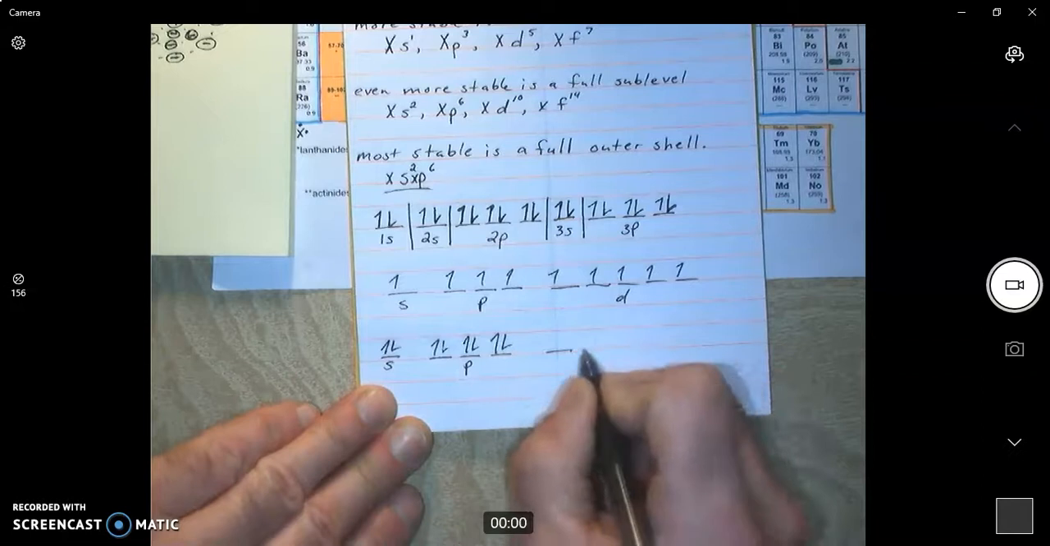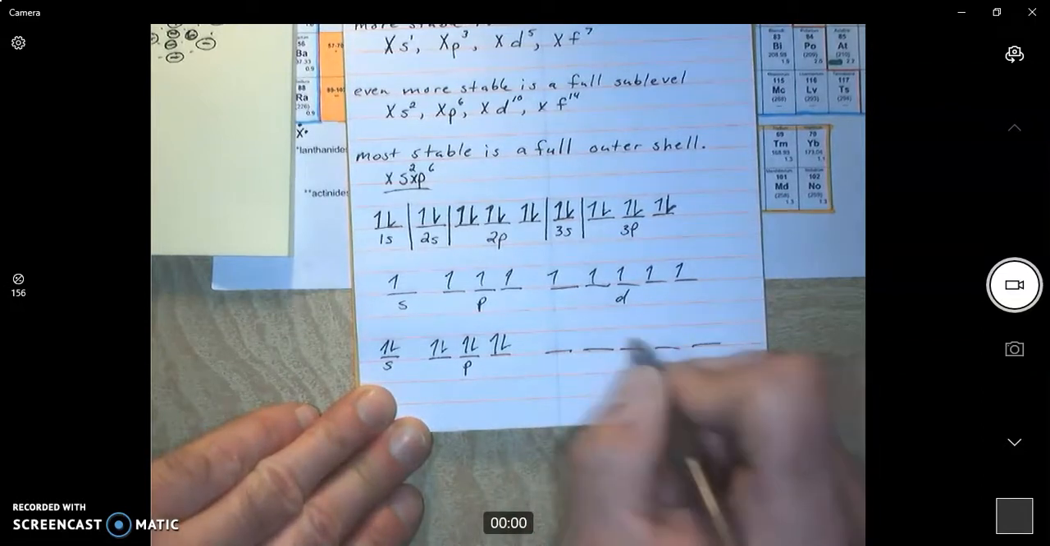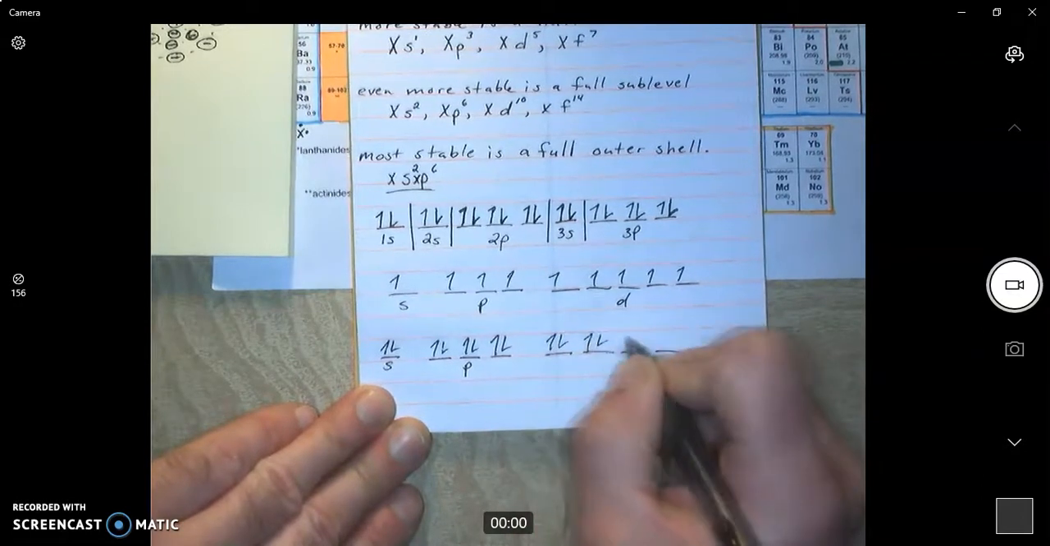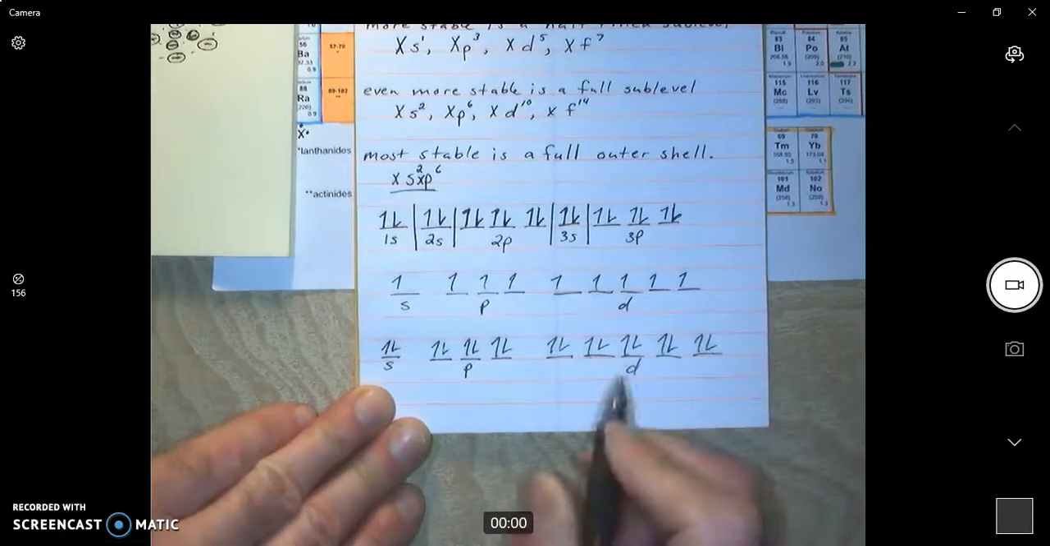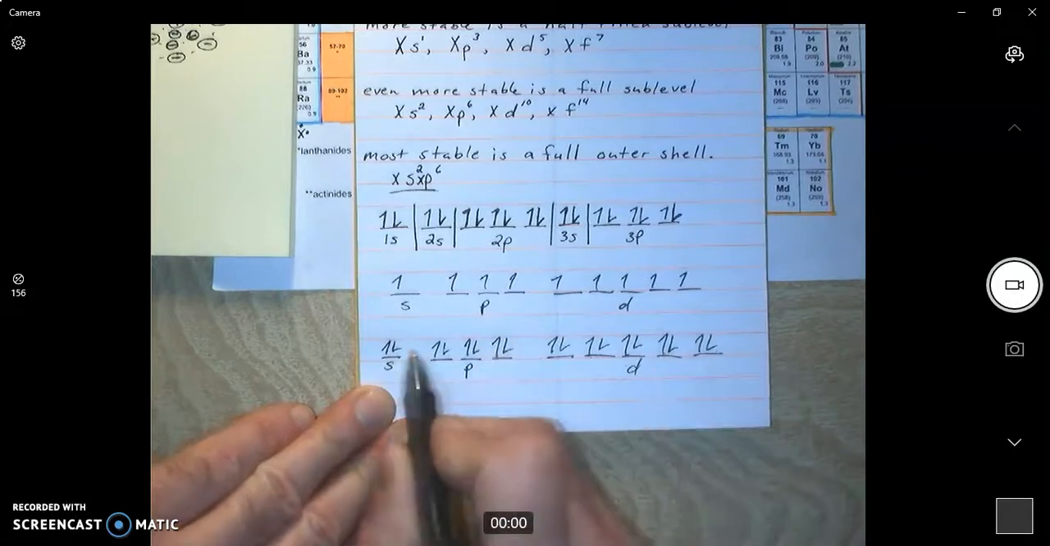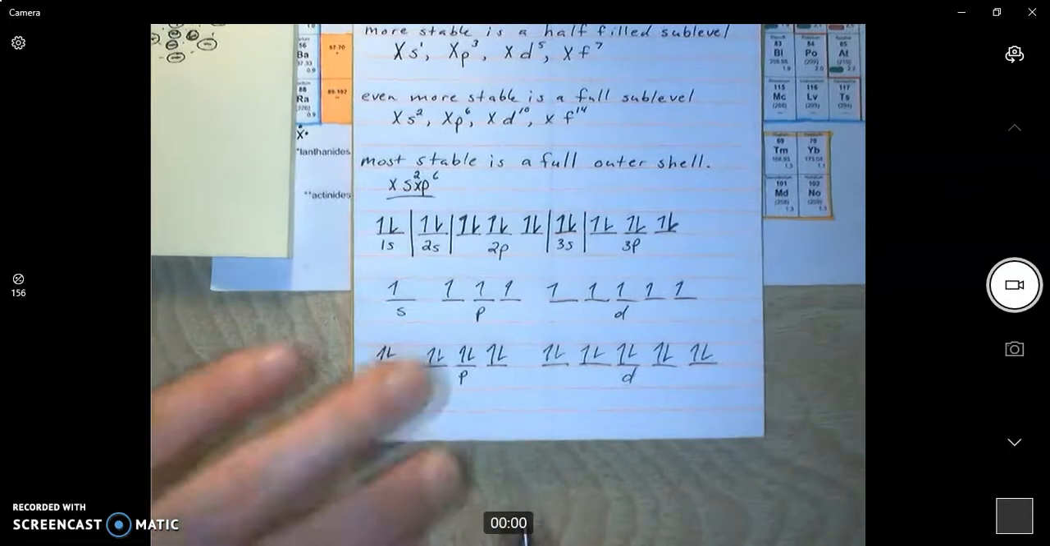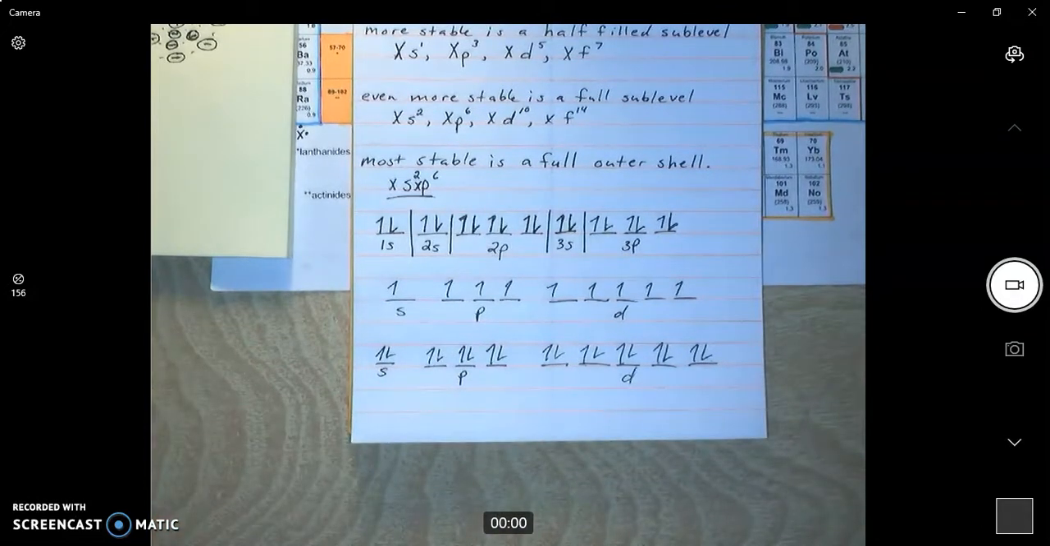And if you had a full D or an F, those guys are going to require much more energy to pull electrons from full sublevels. So with that in mind, random configurations require the least amount of energy to get rid of. Half-filled sublevels require a little bit more energy to pull electrons away from. Full sublevels, a full S, P, D, or F, require even more energy than the half-filled.